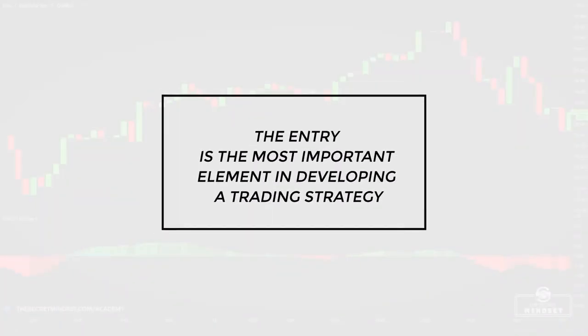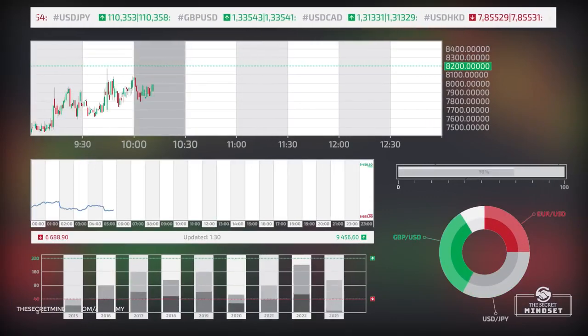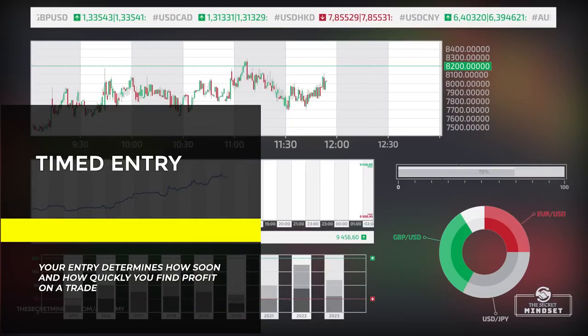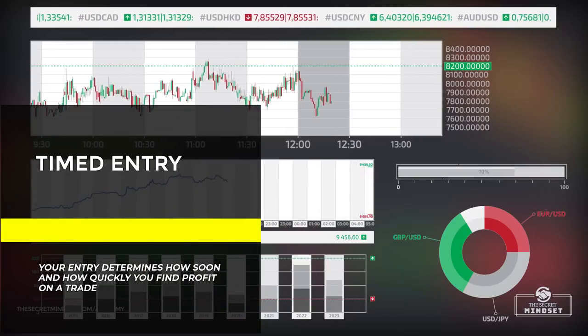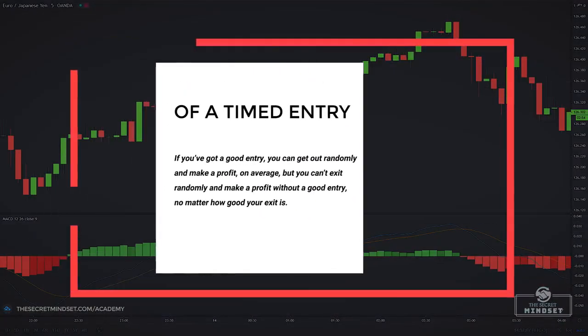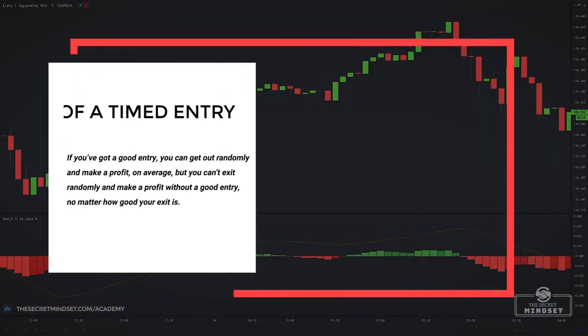Many will disagree with the statement that the entry is the most important element in developing a trading strategy. If they're trend followers, they say anyone can spot a trend and jump on board, but it's when you get out that makes the difference. Sure, when you get out is important, but the entry determines how soon and how quickly you find profit on a trade. If you find a good entry, you can get out randomly and make a profit on average, but you can't exit randomly and make a profit without a good entry, no matter how good your exit is. The entry is your edge, just like the house edge in a casino.